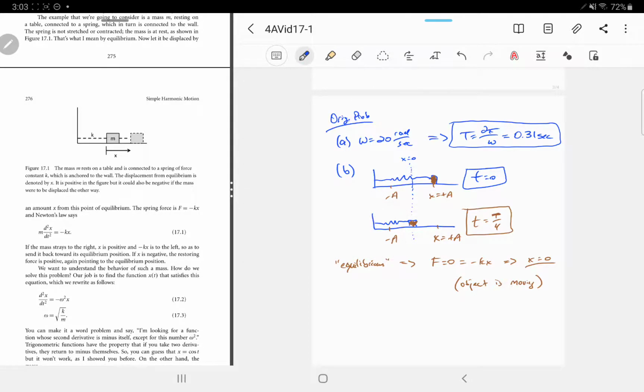So the answer for this one is 1/4 of a period, 1/4 of 0.31 seconds. And I think this was 0.079 seconds.